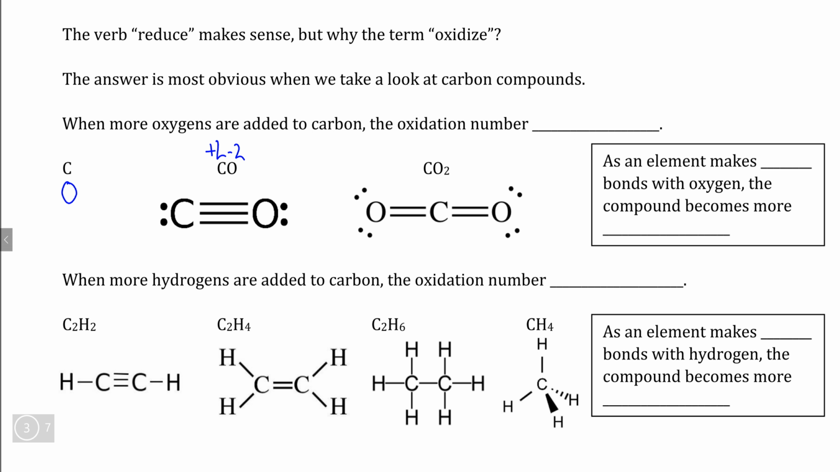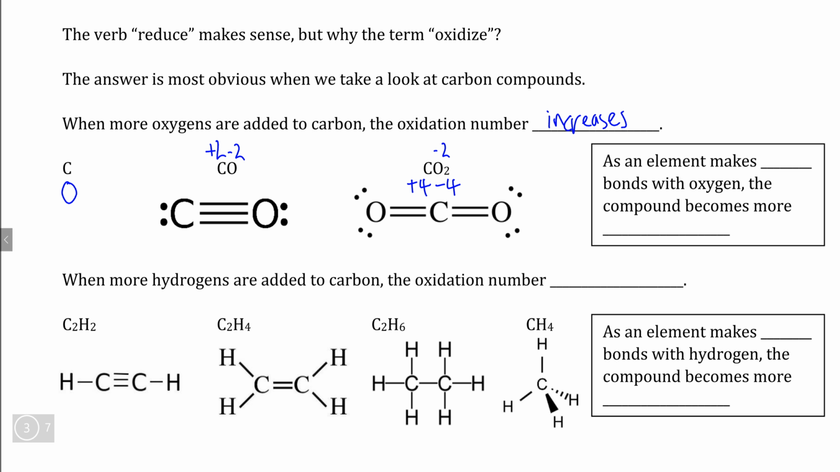Now with carbon dioxide, which we looked at in the previous video, again, the oxidation number of oxygen is -2. -2 times 2 is -4. And because carbon dioxide, like carbon monoxide, has no charge, carbon's oxidation number must be +4 in order to balance out the charge. So from carbon to carbon monoxide to carbon dioxide, we see a very clear trend. As more oxygens are added to carbon, the oxidation number increases.